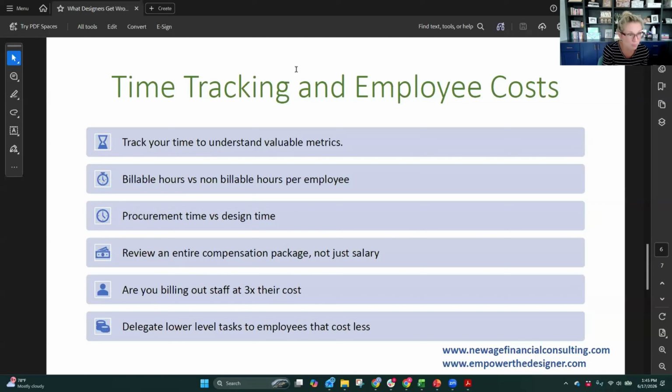Also, when you're done with procurement and you're on installs, are you billing hourly for installs? Is the team clear as to what's considered an install? Is the team clear what's considered design time? So just make sure that there's clarity around that.